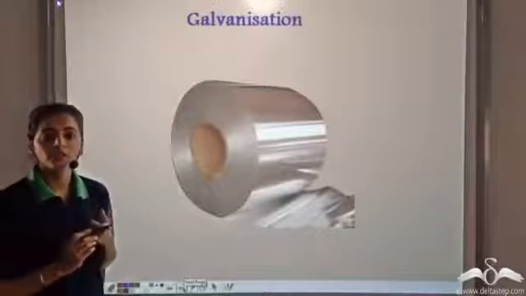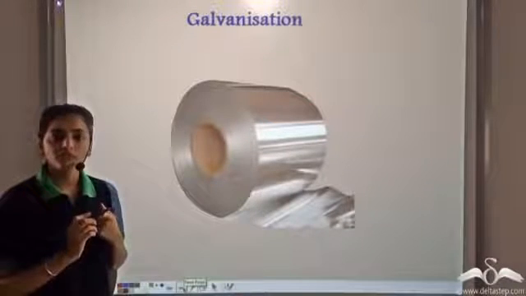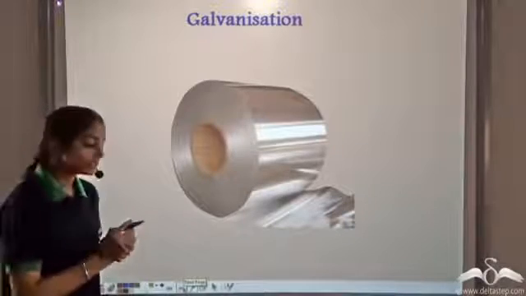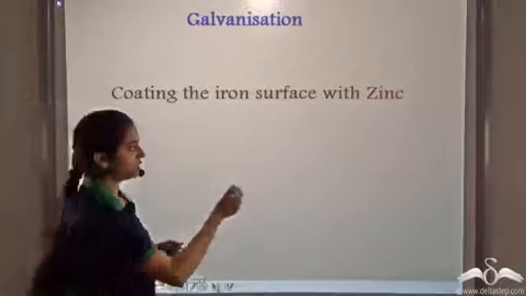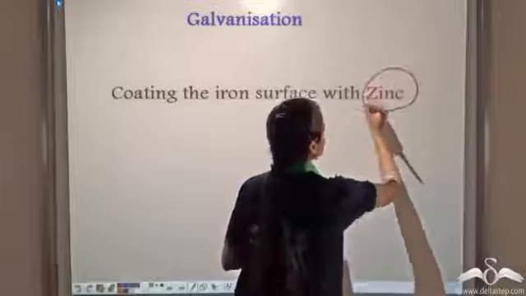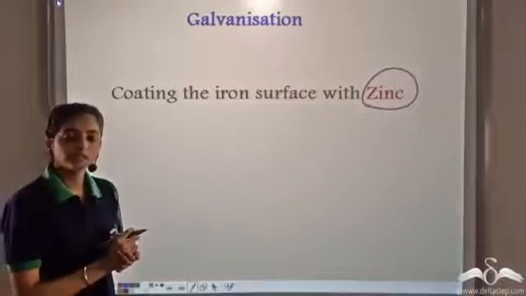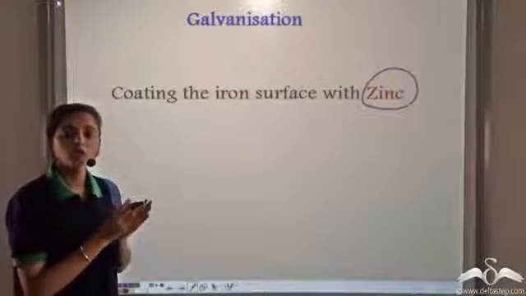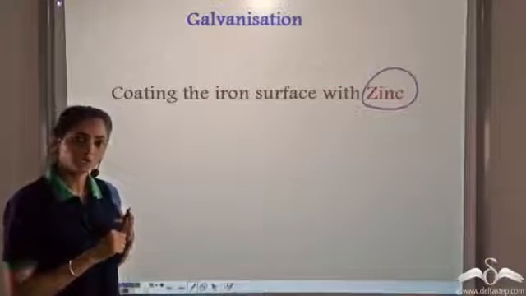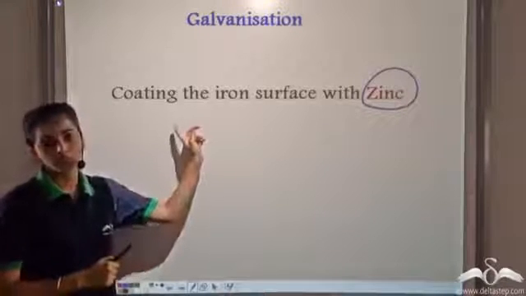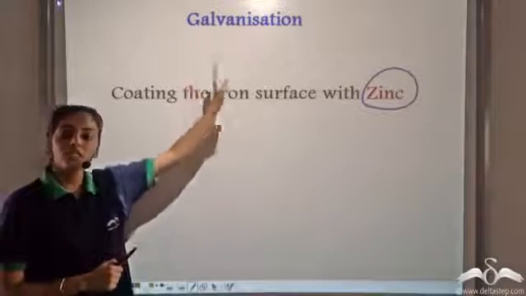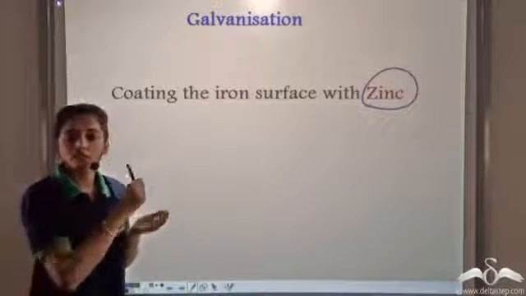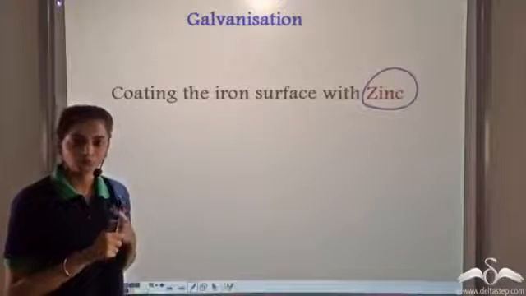The first method is galvanization. Galvanization is coating the iron articles with zinc. Zinc is a very important metal. When we coat the iron articles with zinc, it prevents the surface of iron articles from coming in contact with oxygen and moisture. So it prevents corrosion from taking place. By using galvanization, that is coating the surface of iron articles with zinc, we can prevent corrosion.